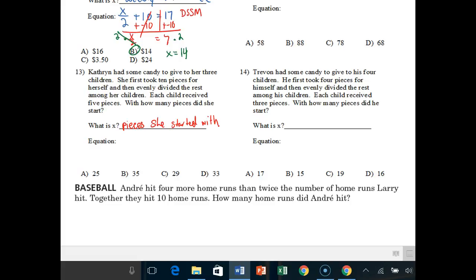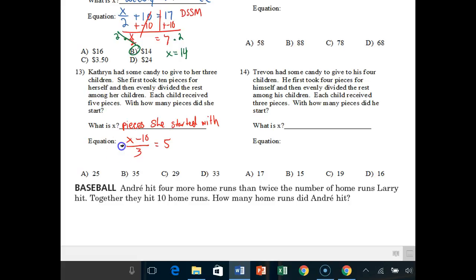She's going to have some candy that she's going to start with. That's X. And she's first going to take 10 pieces for herself. So we can say like X plus 10, right? And she's going to then evenly divide the rest amongst her children, divided by her children, which is 3 children. And each child receives 5 pieces. So how much does she start with, right? Or sorry, if she's going to take 10 for herself, that should be minus 10, my fault, right? Taken away from the total.